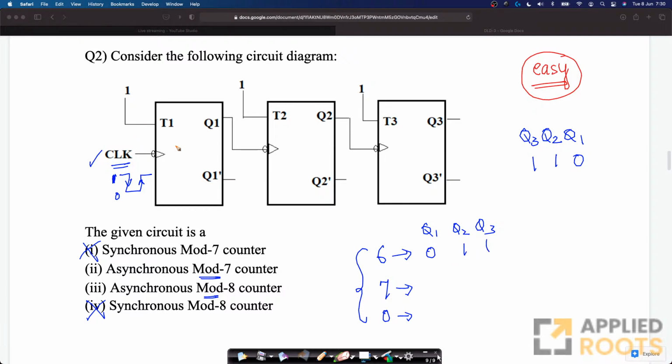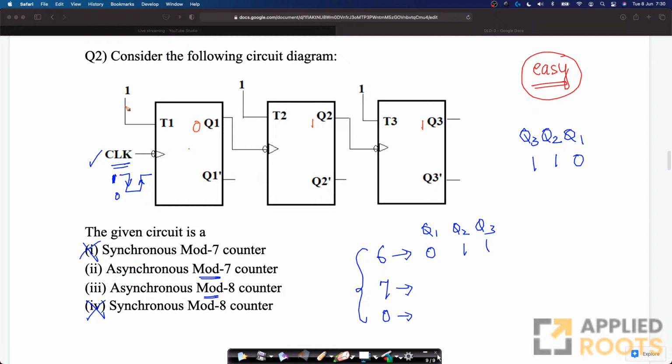So the current state is 0. Let me just write it here. The current state is 1, the current state is 1. So let's assume the current state of the whole system is 6, which is 110, or in this case, because this is the least significant bit, it is 0, 1, 1. Cool. Now, if you give a clock, like if you give a negative edge trigger to this, what happens?